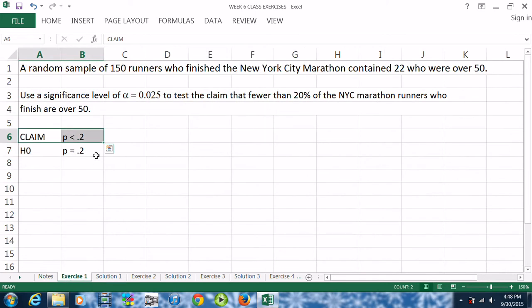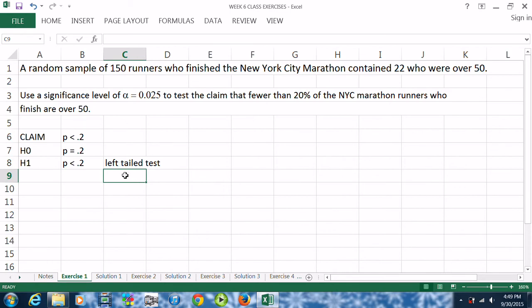So going back to our example, our alternative hypothesis, H1, is the same as the claim, so it is p is less than 0.2, and it's a less than, which is an arrow pointing to the left, so this is a left-tailed test. We'll see what that means more later, but basically the area in the left tail denotes unlikely probabilities, and we'll see how we define the left tail in just a moment.